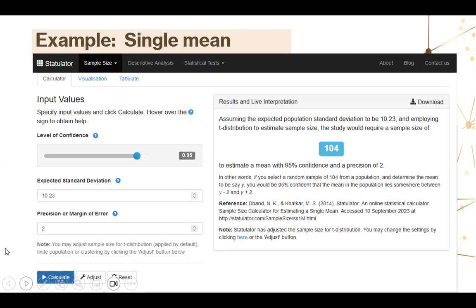So what this sample size of 104 shows us is that if you select a random sample of 104 from this population, and determine the mean to be like the value y, you would be 95% confident that the mean in the population lies somewhere between y minus 2 and y plus 2. And you need 104 to be able to do that. If you increase this margin of error, let's say you made it 3 or 4, then your required sample size will be lower.